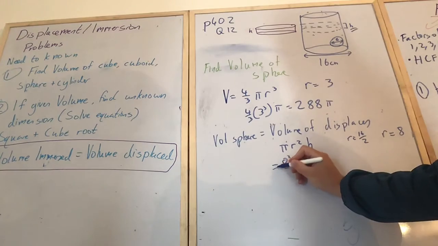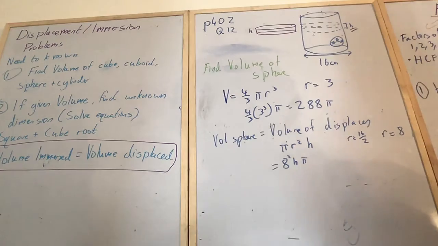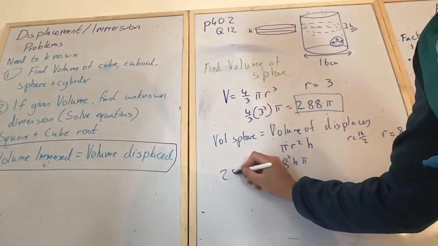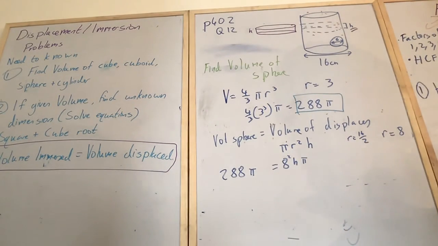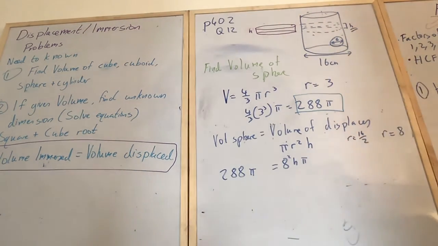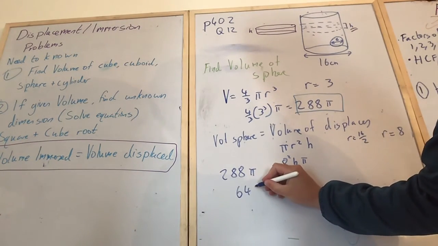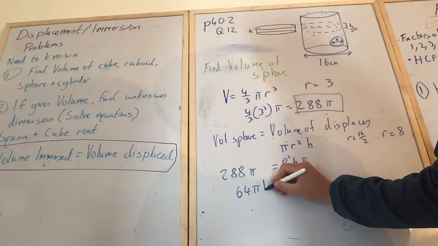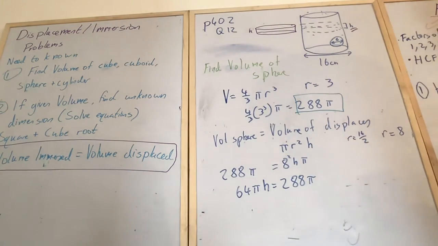As we said earlier on, that equals the volume of our sphere, which is 288 pi. What I would do, 8 squared becomes 64. Because our unknown is on the right hand side, just to make things a little bit easier, we'll put it to the left hand side. So we have 64 pi by h equals 288 pi. In this case, we have a pi on both sides.